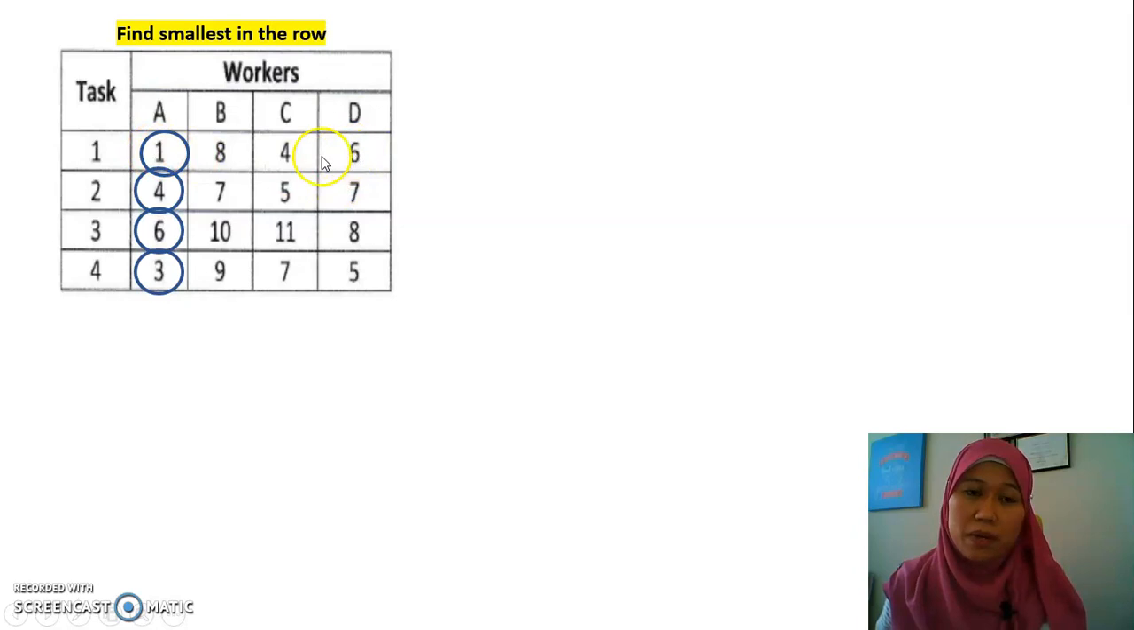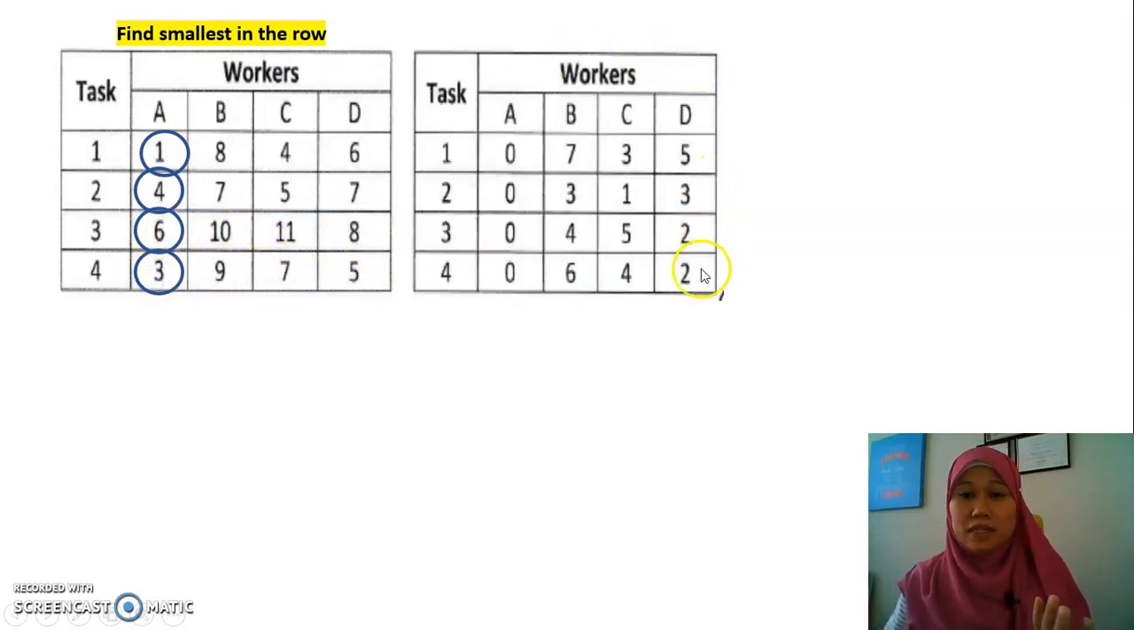Next, what you have to do is subtract from each row its smallest number. So you minus all this with 1, all this with 4, all this with 6, and all this with 3. Make another table here. So these are the answers. Just check: the first row is minus 1. So 1 minus 1 is 0, 8 minus 1 is 7, 4 minus 1 is 3, and 6 minus 1 is 5.